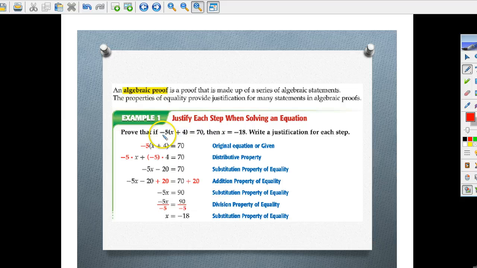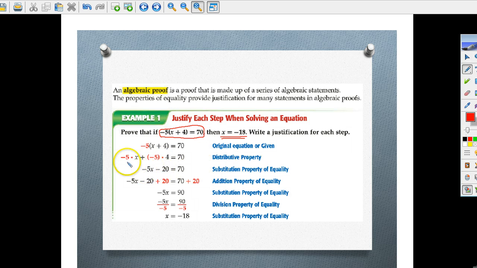So really what we're doing is we're going to prove, when we solve this, that x is going to equal negative 18. Okay? But by justifying each step with a property, we're showing that it's not just because, it's because of these properties, all these rules that we're following, that x equals negative 18. So we're going to solve. So what would you normally do when you want to solve for x? You multiply the negative 5 by using the distributive property. Okay? So that's what they did. Negative 5 times x, negative 5 times 4, and they wrote there, it's the distributive property.